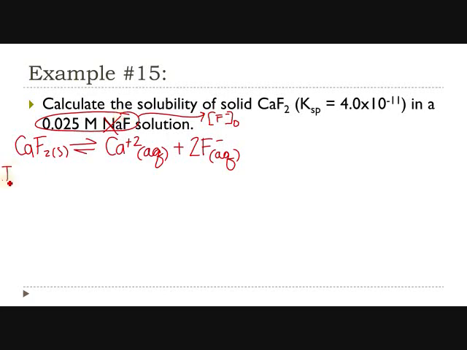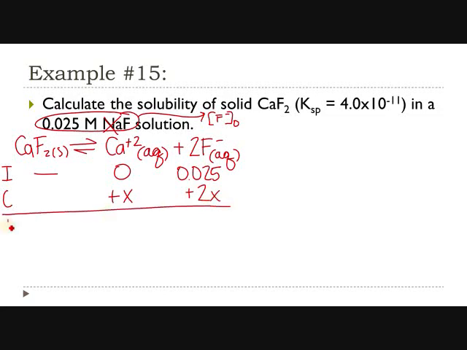So kind of forget about it, know it's in there, but it's not significant for this problem, okay? So for initially, we don't have anything about calcium, so that's going to be a big fat 0 for initial concentration. But then this is where we put in that 0.025 for the initial concentration of the fluoride ion. So then for the change, we're adding to the 0 side, and so plus x for calcium and plus 2x for fluoride. So at equilibrium, x for calcium and 0.025 plus 2x for fluoride.